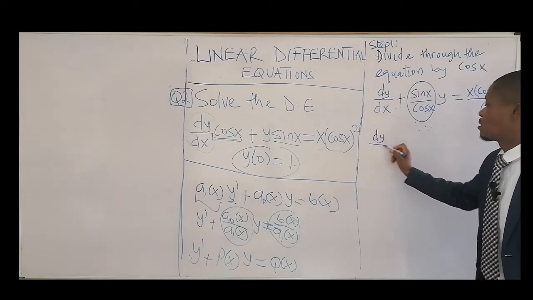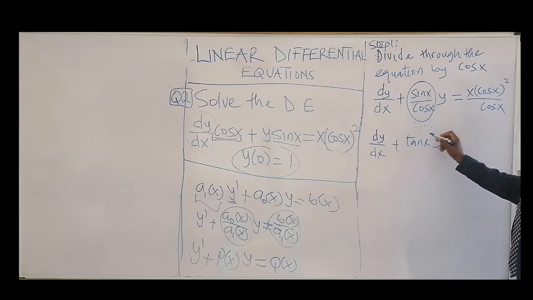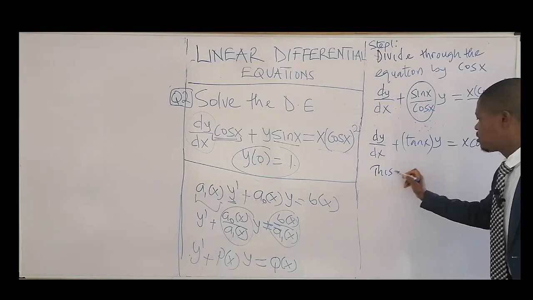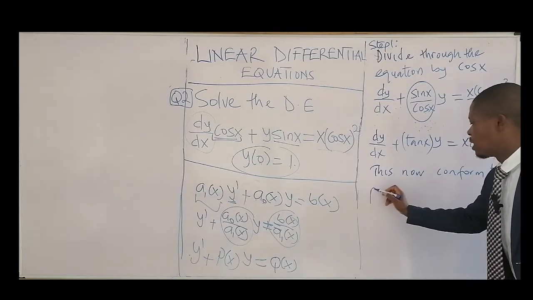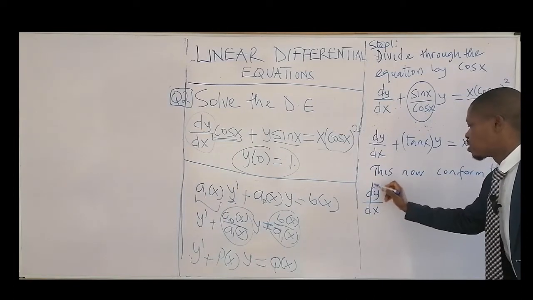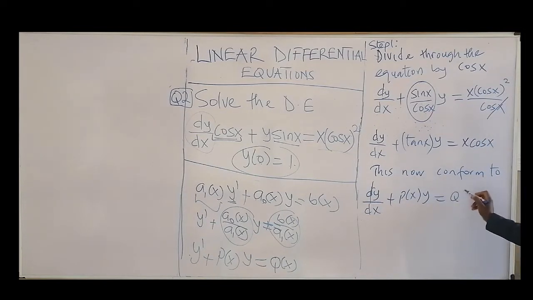So we now have dy/dx plus tan x times y, equal to what? This one is x cos x squared over cos x, so we now have x cos x. So this conforms to dy/dx plus p of x times y equal to q of x.